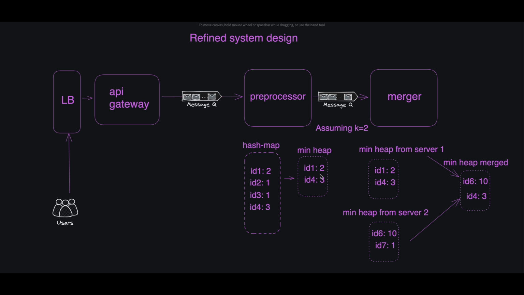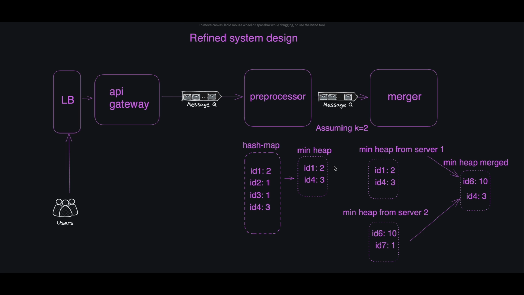Now that every preprocessor server has finished with the min-heap, we will be talking about collecting data for 1 minute. So every 1 minute, we are going to be flushing this min-heap toward the messaging queue and starting a new calculation. All right.